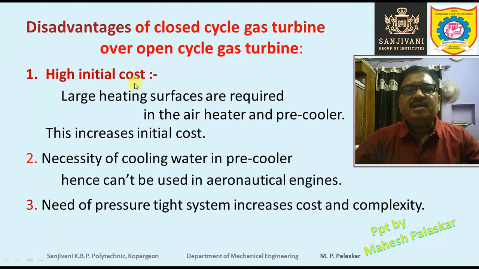Now let us go to the disadvantages of the closed cycle gas turbine over the open cycle gas turbine. The initial cost is high in case of the closed cycle gas turbine because large heating surfaces are required in the air heater and pre-cooler. This increases initial cost. So when there is indirect heat transfer, the heating surfaces should be large, then only the required heat transfer is possible. So that will increase the cost.